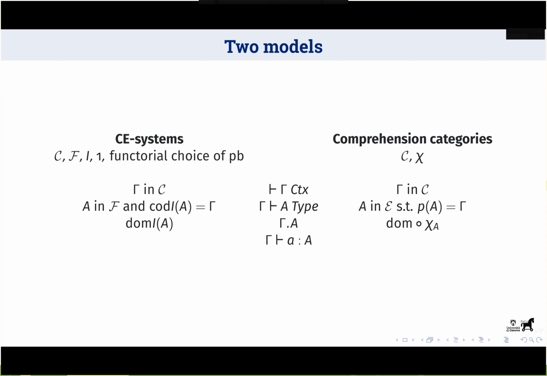And what about terms then? How do we say that small a is a term of type big A in context gamma? Well, since everything is very morphism oriented, terms are sections. In one case, there will be sections of p_A, and on the other, of the image through chi of A as an object.